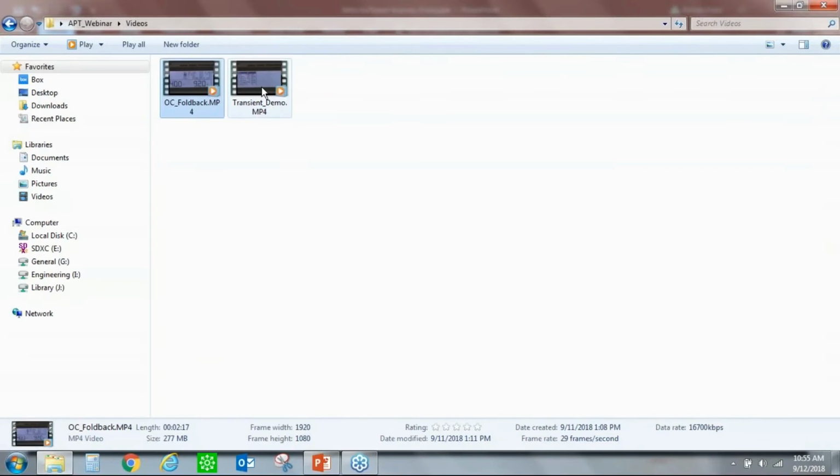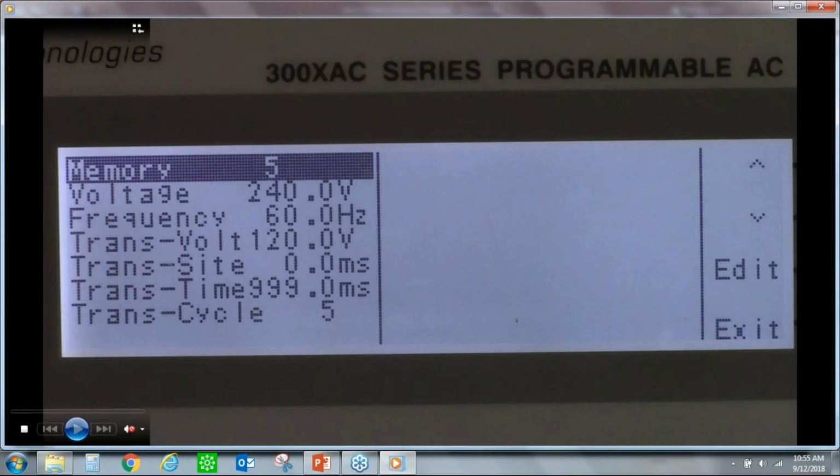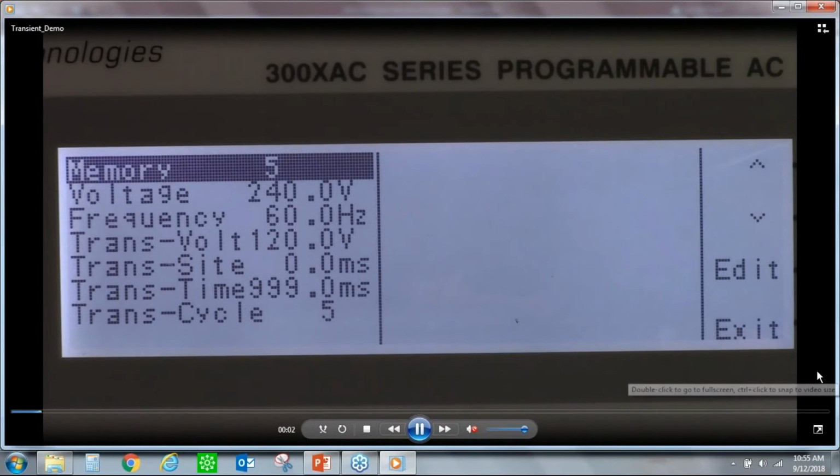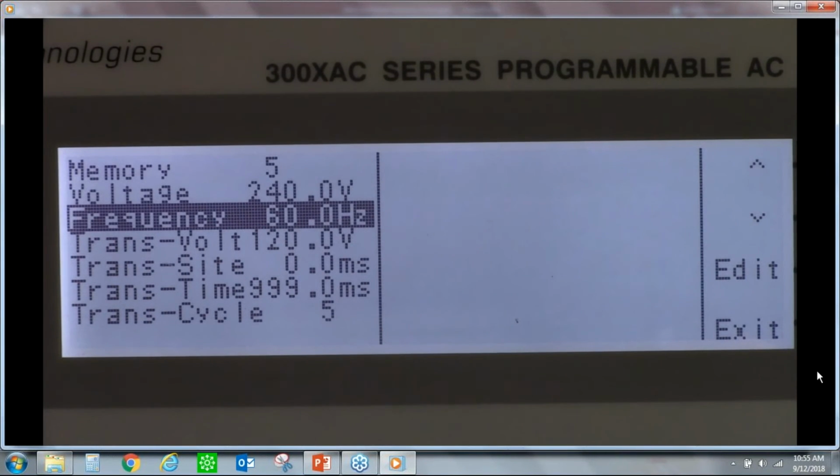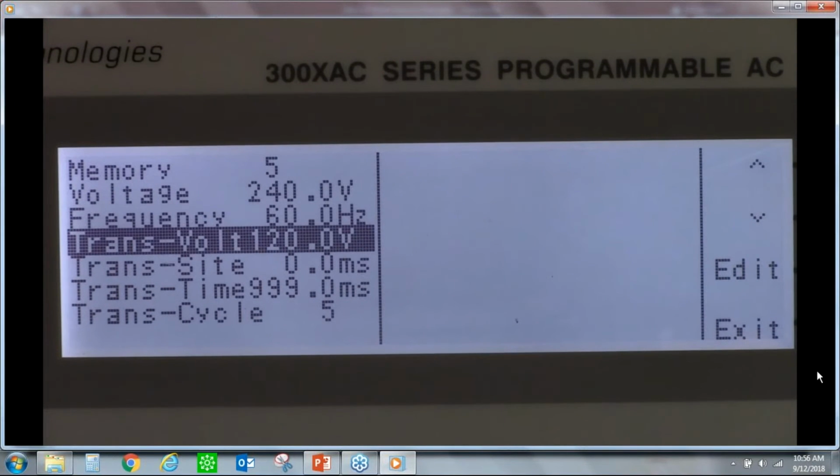The next demo we have here is a demo of transients. What transients are, like I mentioned earlier, is that if your requirements ask you to drop the voltage down for 10 seconds, how would you achieve that? On this motor, I have 240 volts being applied, and 60 hertz is my frequency. Now I want to drop the voltage down to 120 volts, so half the voltage. How does my product react when I drop the voltage for 10 seconds?